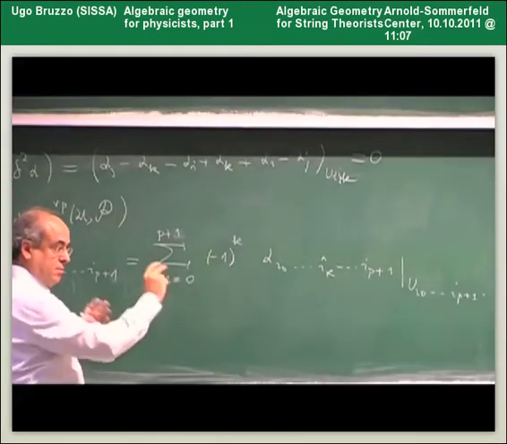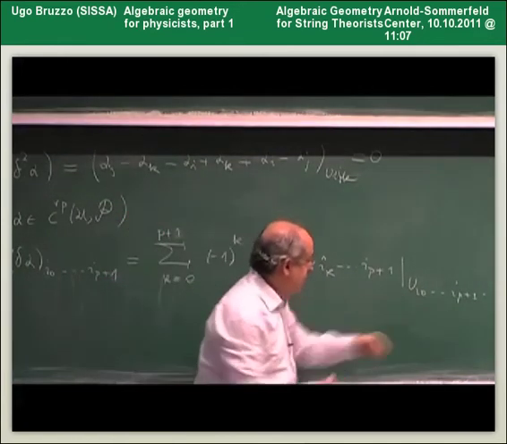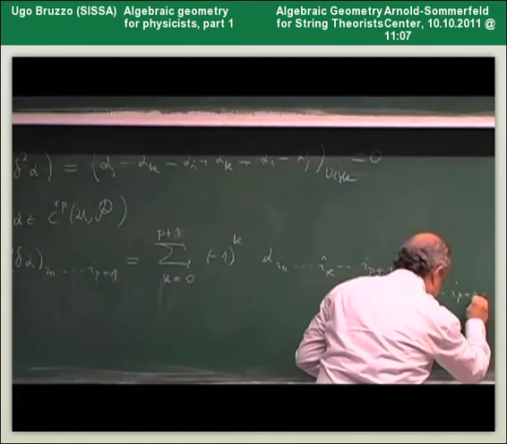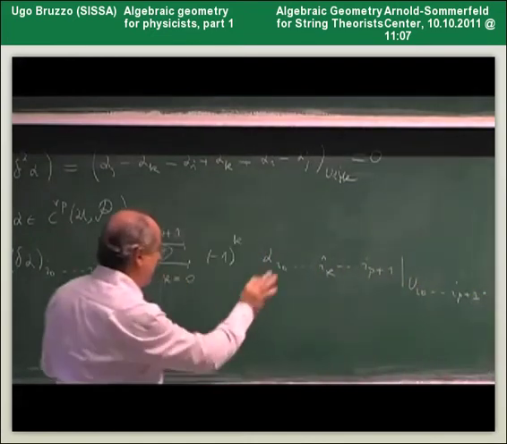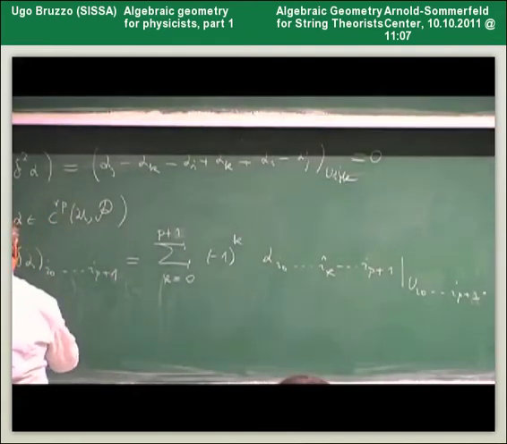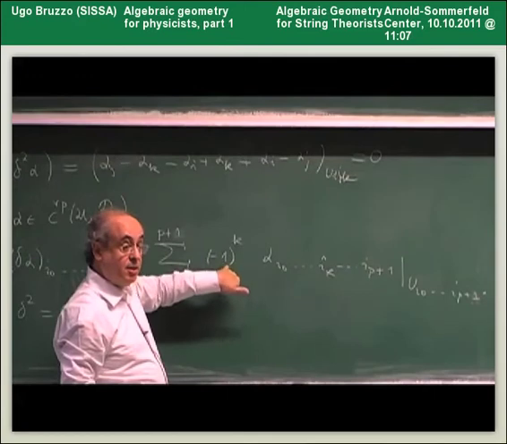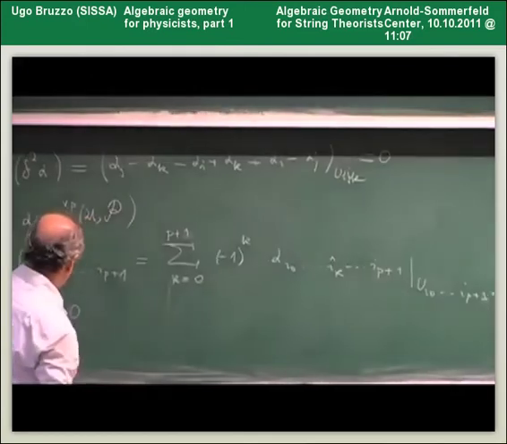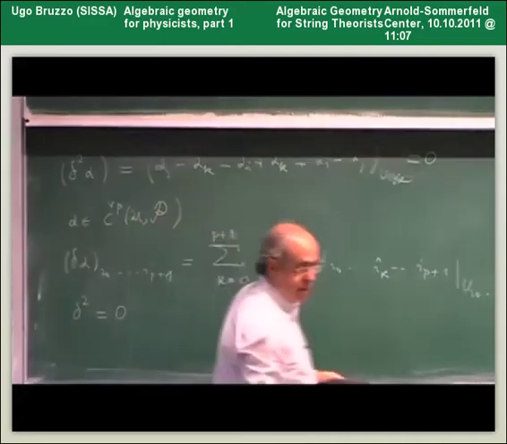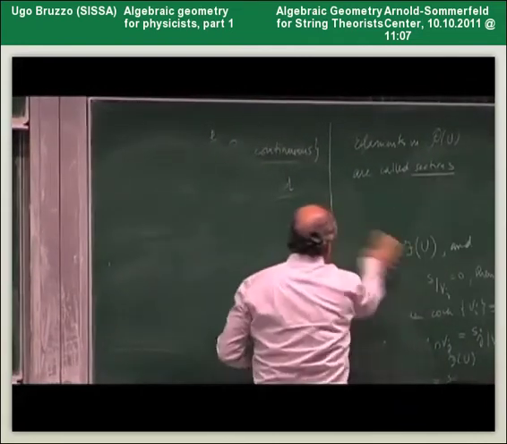You see it's exactly the same. You omit in turn an index, you have an alternating sign, and you restrict to the relevant intersection. And exactly for the same reason, it's very easy to show that if you compute the square, you always get zero, because you write twice the same object but with a different sign, by making a relabeling. So we are in business. We have a cohomology complex.